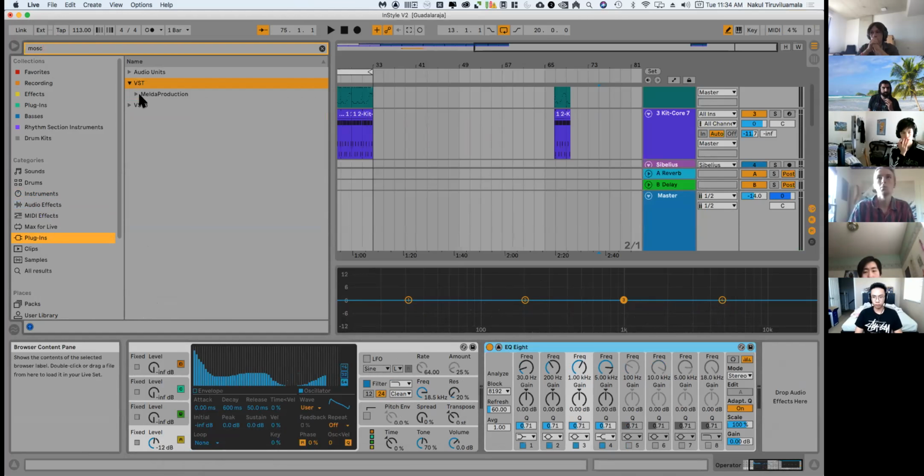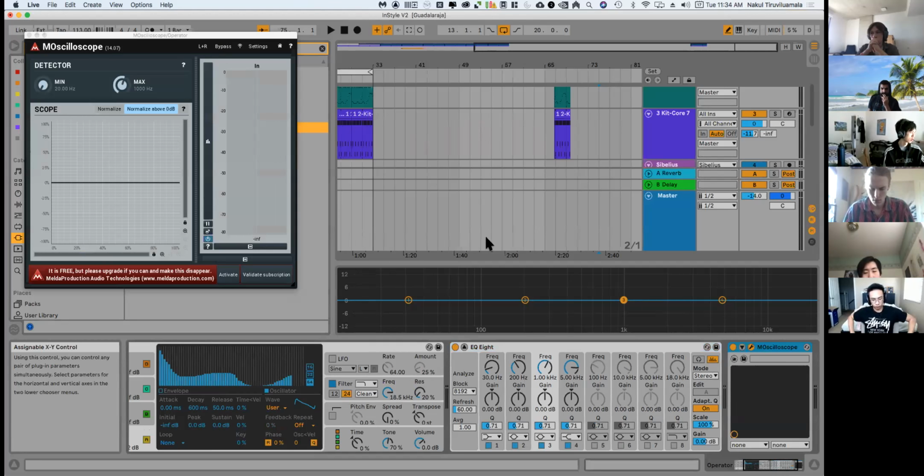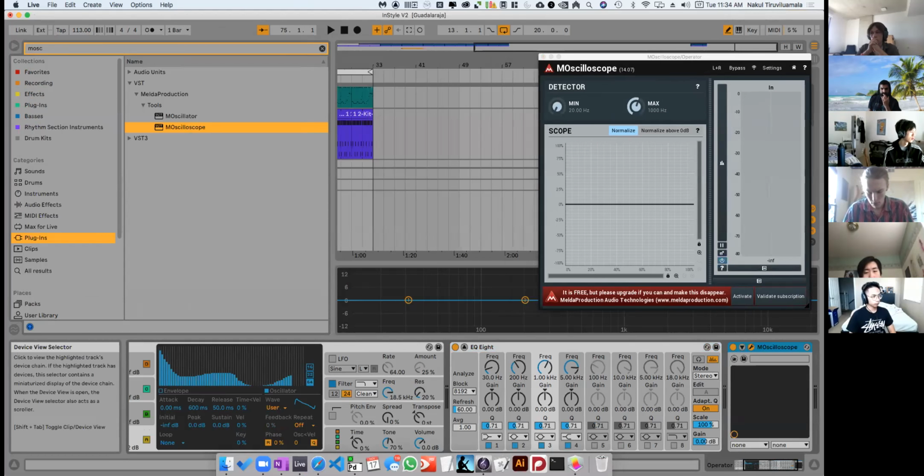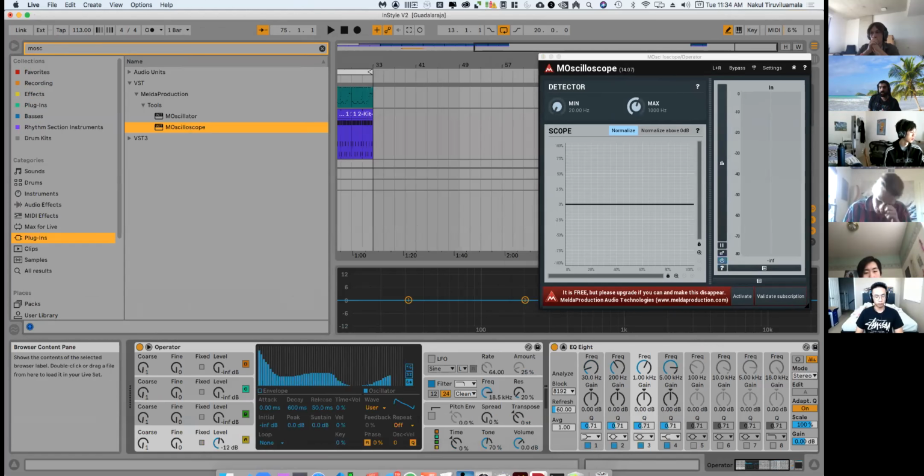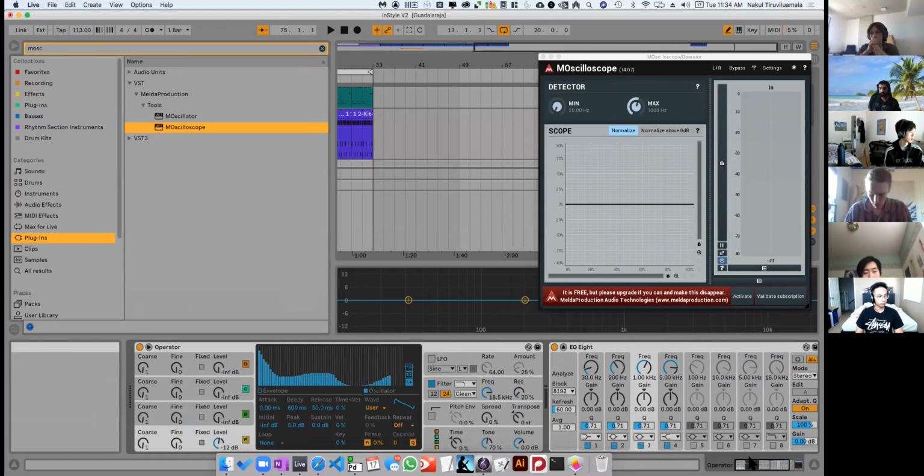Can I ask a question? Sure. Either in Operator or in your Pure Data patch that you've created, is there a way to import specific real world acoustic waveforms and see the components, to go the other way rather than creating the partials, but to actually import the waveform and then see what the partials are?